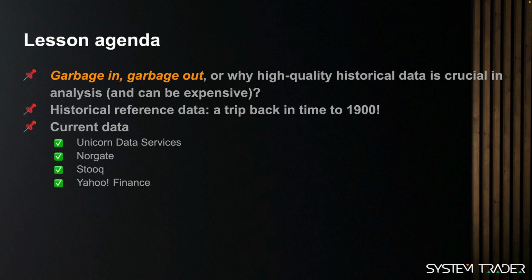The default one, Unicorn Data Services, is included in the application, meaning that it's paid data, but if you pay for the license for System Trader, you don't have to pay anything extra on top of it. You just get access to over 70 stock exchanges all over the world, plus also certain asset classes like, for example, cryptocurrencies. And this is the default data because basically you can find there probably everything you need.